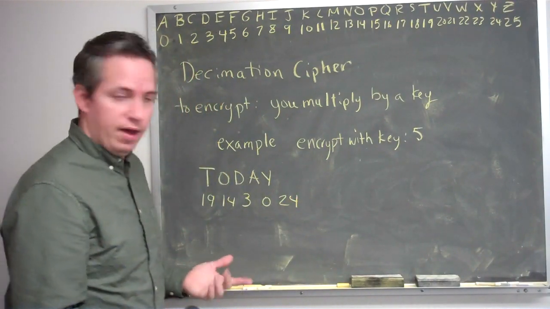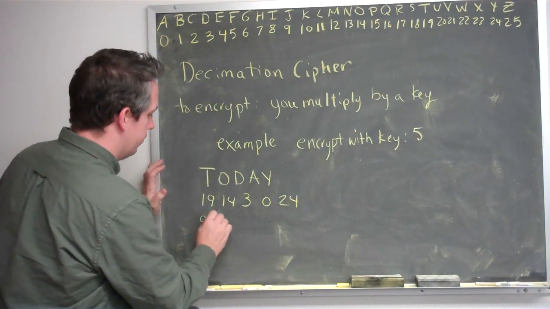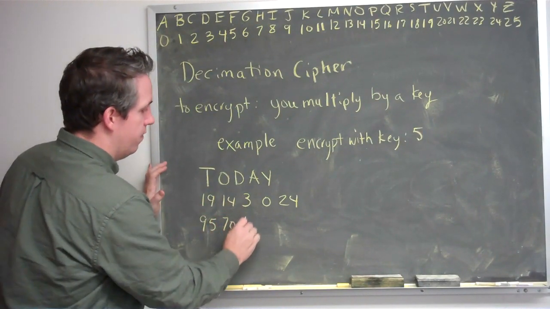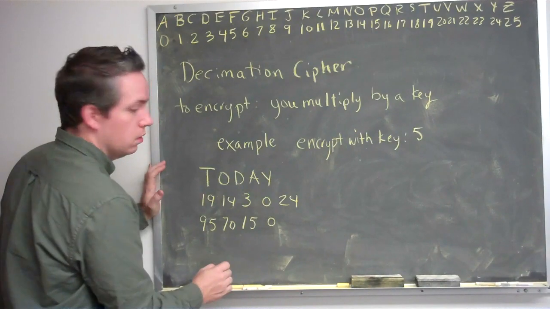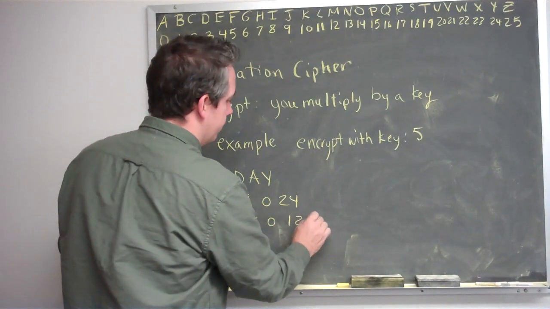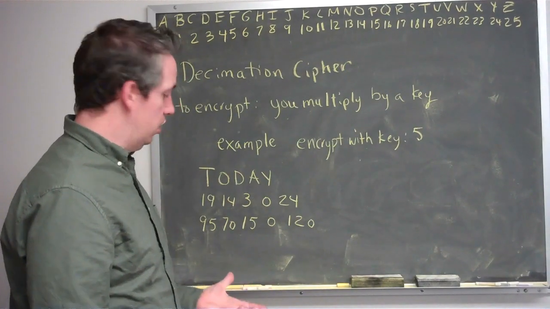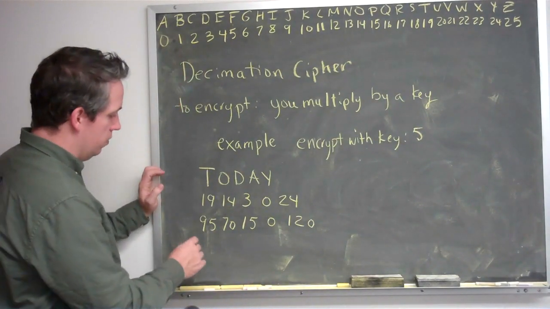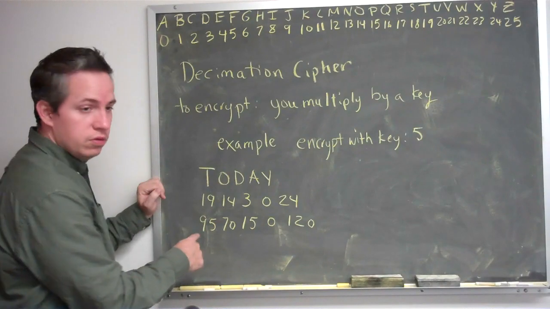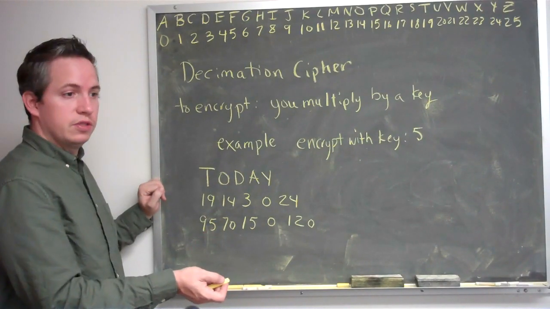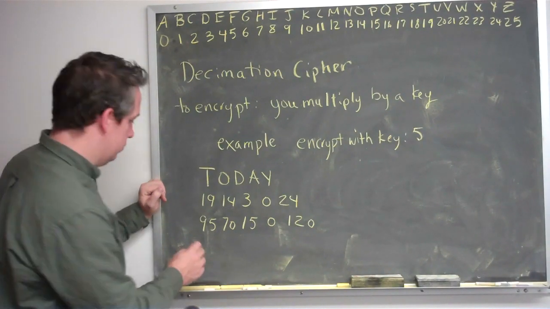So we're going to multiply by 5, so we get 95, and then we get 70, 15, 0, and 120. We've got to get these things back in range, so we're going to subtract multiples of 26. So here I've got to subtract 26 a few times. In fact, I've got to subtract it 3 times. And when I subtract 26 3 times, I'm really subtracting 78.